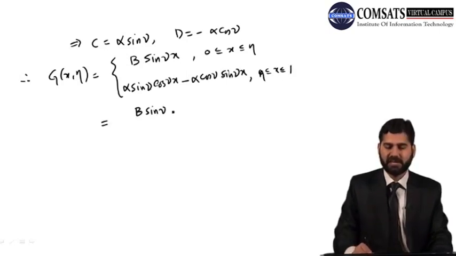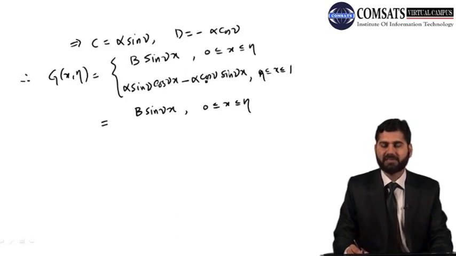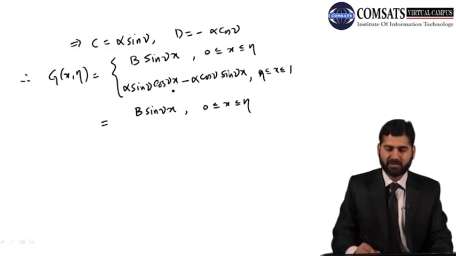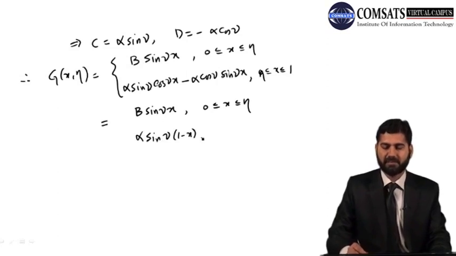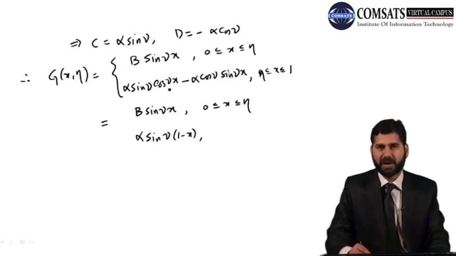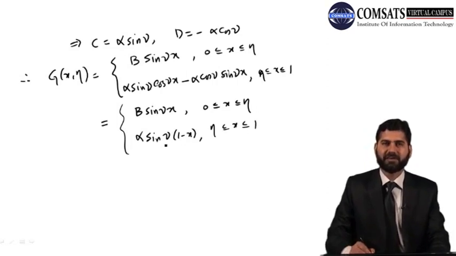We can simplify it like this: b sine nu x. And here, sine alpha cosine beta minus cosine alpha sine beta is sine of alpha minus beta. So you can write it as alpha times sine nu times 1 minus x, right? Because it is sine nu cosine nu x minus cosine nu sine nu x, sine of alpha minus beta, sine of nu minus nu x. I took nu common, so this is what you got for eta. A little different from the previous example.